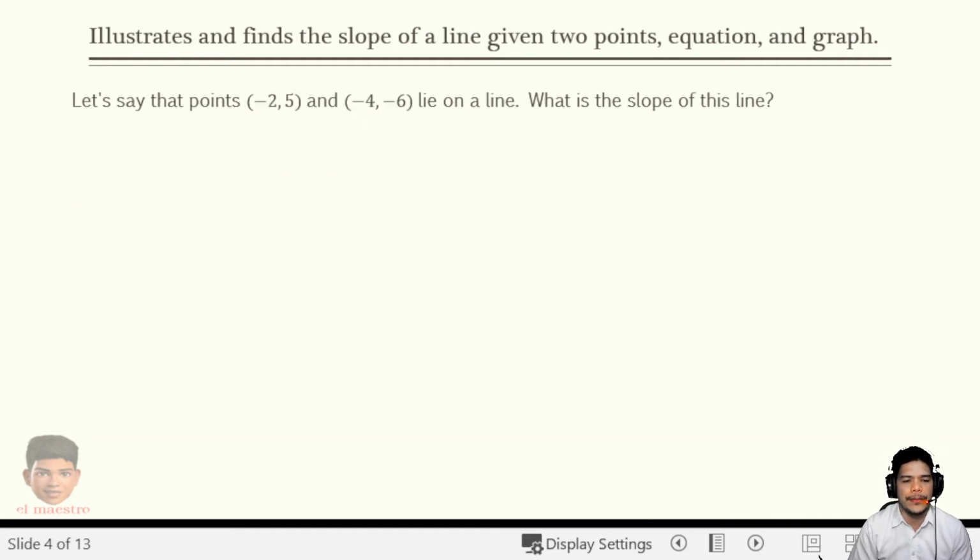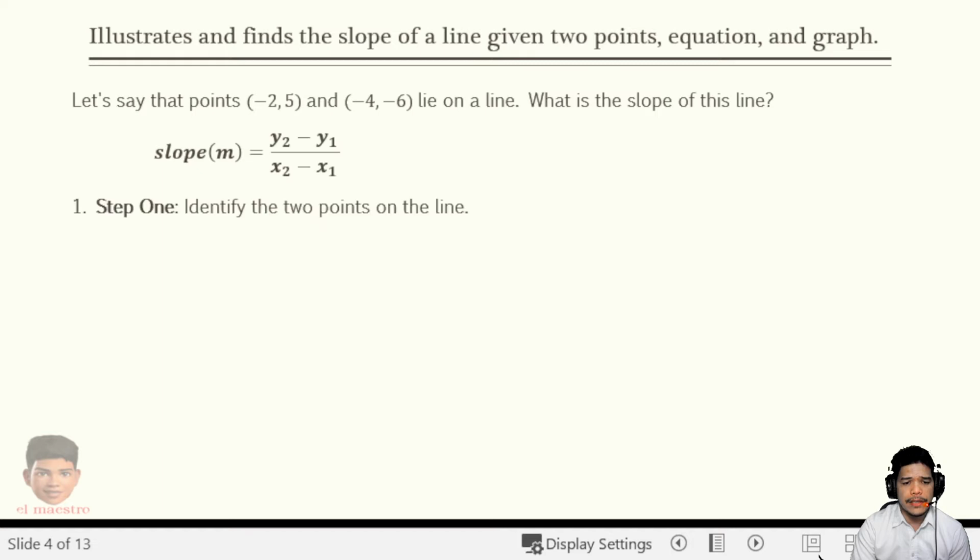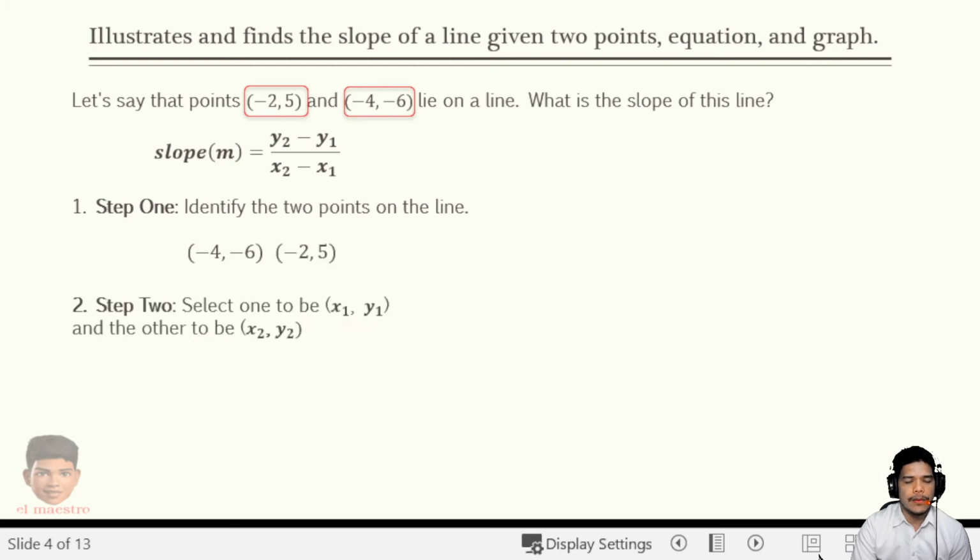Okay, let's have another example. We have points negative 2, 5 and negative 4, negative 6. Then, we have to identify these 2 points. Okay, we've identified those. Then, the next thing that we're going to do is pick which point is point 1 and which point is point 2. Let's say, for example, my point 1 is negative 4, negative 6. Sir, can I choose negative 2, 5 as my point 1? Yes, that's okay. No problem, as long as the other point will be your point 2.